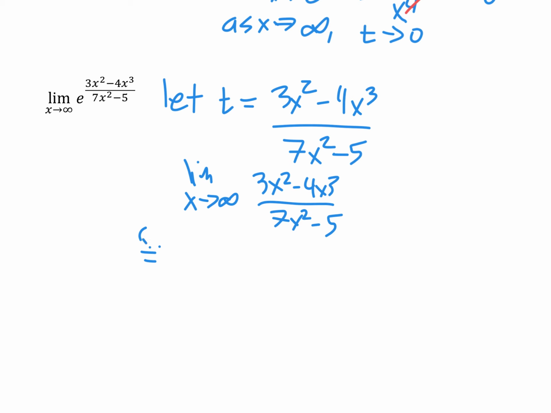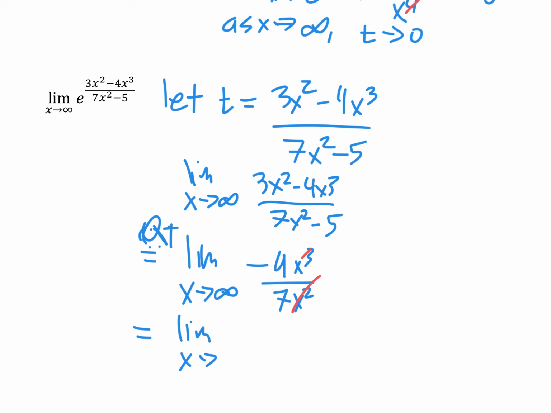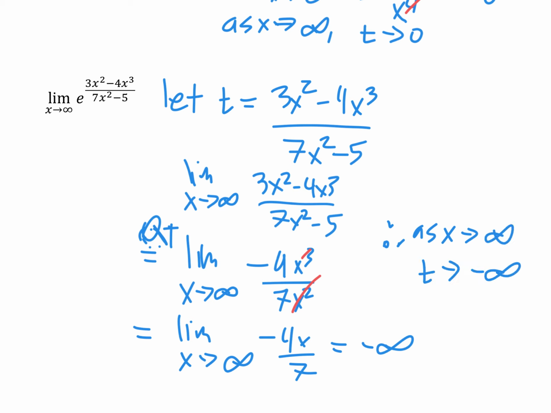We use that quotient theorem to get the limit as x approaches infinity of negative 4x cubed over 7x squared. Most of those x's cancel, but we're left with 1 on top. If you want to write one more step, we have the limit as x approaches infinity of negative 4x over 7. That's going to give us negative infinity. So that means that as x approaches infinity, t approaches negative infinity.